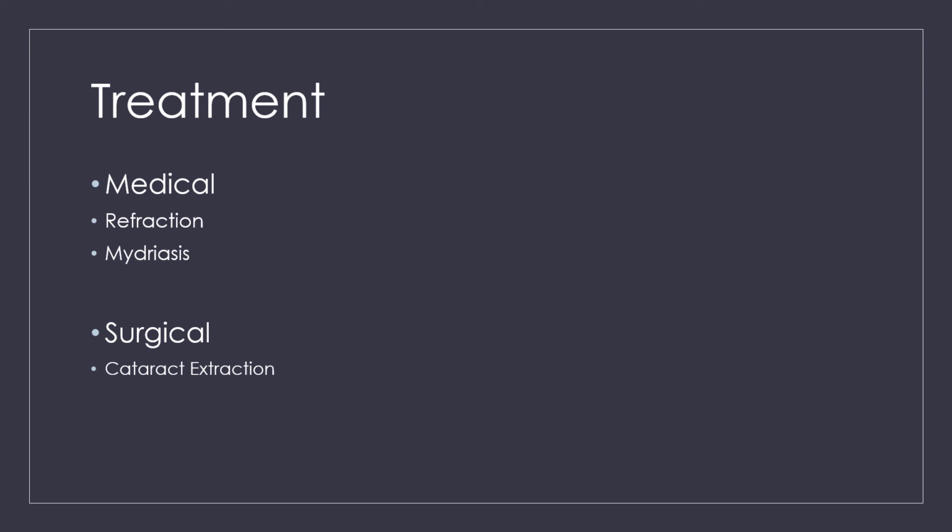Number two, in posterior subcapsular cataracts, one can use sunglasses or one can use dilating drops to dilate the pupil, which when constricted blocks the light rays from reaching the retina. Then there is surgical, and the surgical option is called cataract extraction.